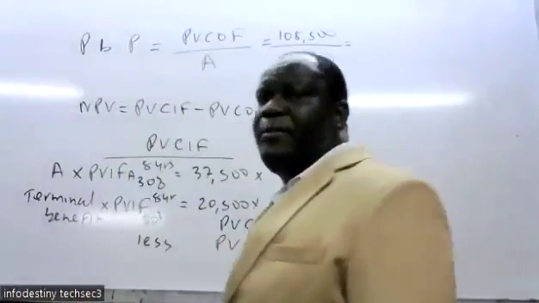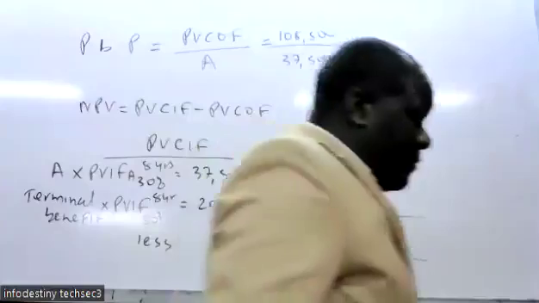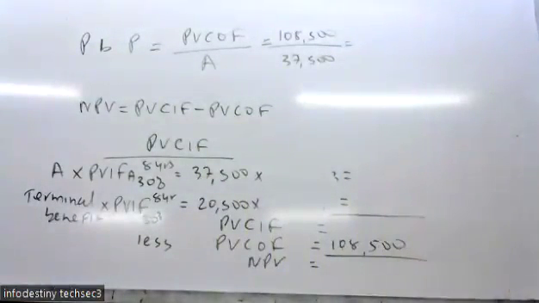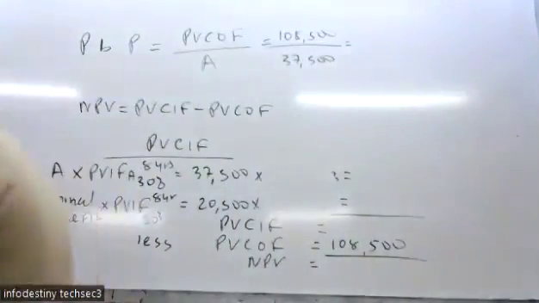Just repeat the entire process, but now use 30% and get the new NPV. And if it remains positive, don't bother. You can just continue and use the formula. We shall get the correct IRR.